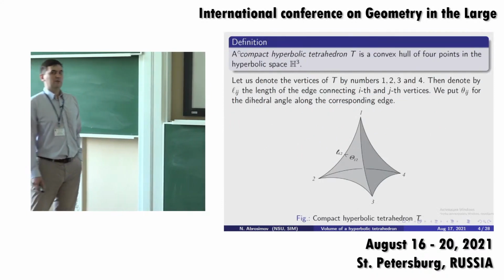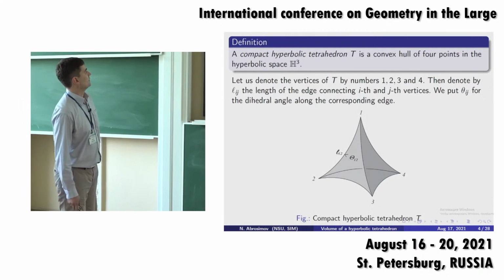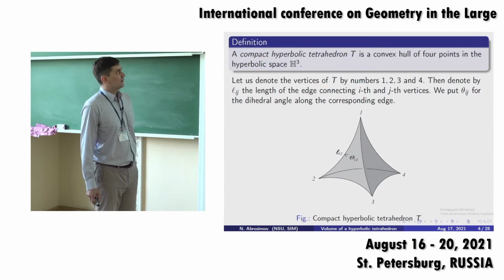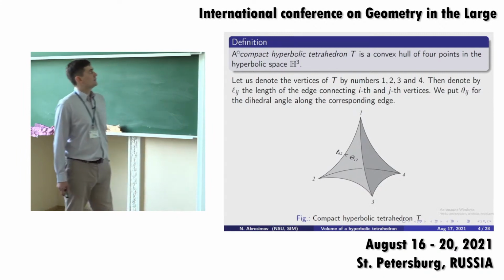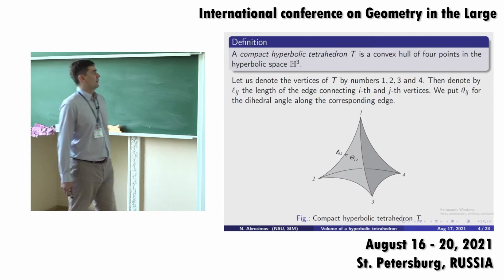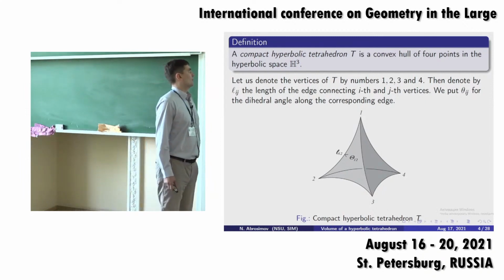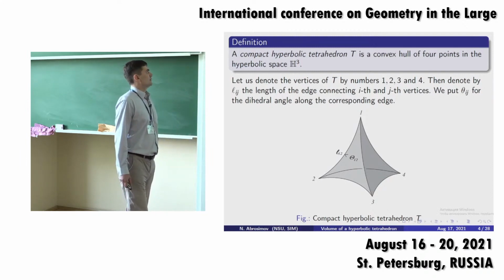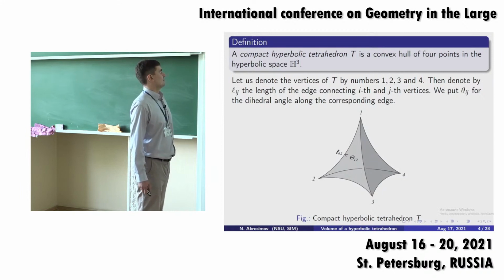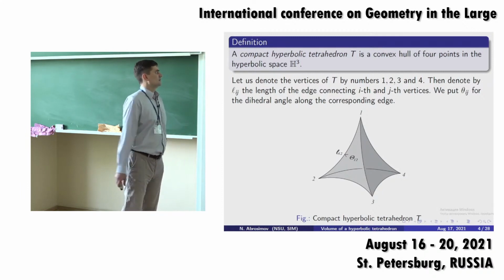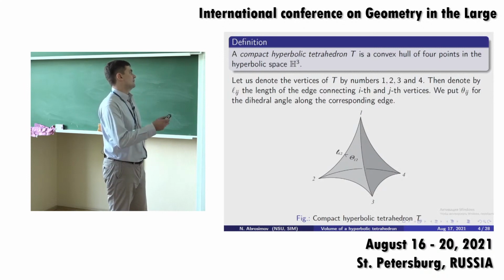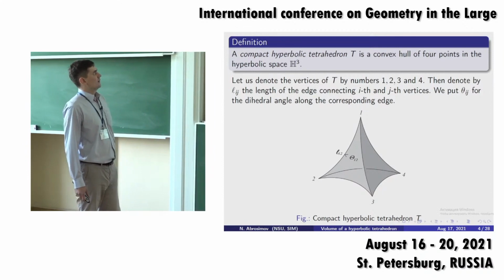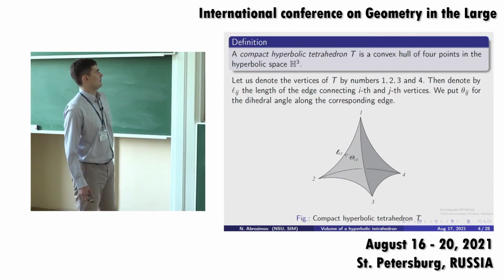So consider a hyperbolic space, or Lobachevsky space if you want. A compact hyperbolic tetrahedron is a convex hull in this metric of 4 points in the hyperbolic space. Let's denote the vertices of T by numbers 1, 2, 3, and 4. Then we denote the edge lengths by Lij, so Lij is the distance between vertices i and j. Also, we put theta ij for the corresponding dihedral angle.